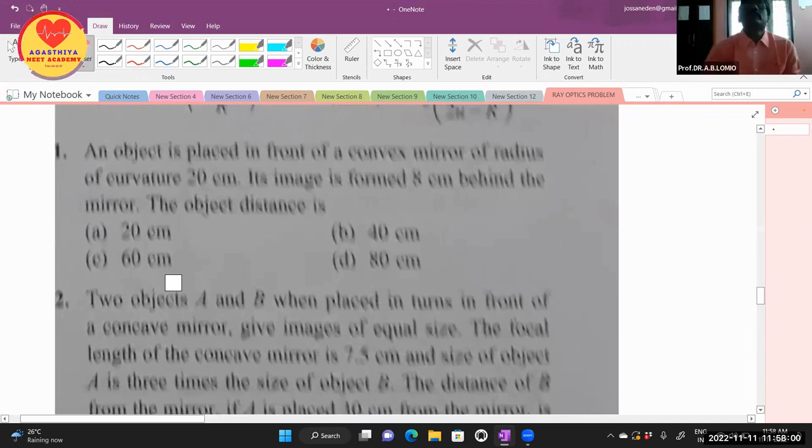An object is placed in front of a convex mirror of radius of curvature 20 centimeter. Its image is formed 8 centimeter behind the mirror. The object distance is 20 centimeter, 40 centimeter, 60 centimeter, or 80 centimeter.